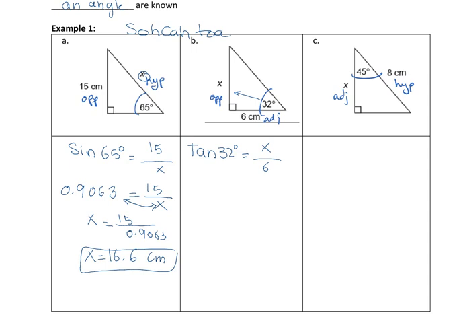What's tan 32? You have to find it to 4 decimal places for me. 0.6249. What's after the 9? I round it up. Okay. So 0.6249 equals x over 6. How can I isolate for that x?